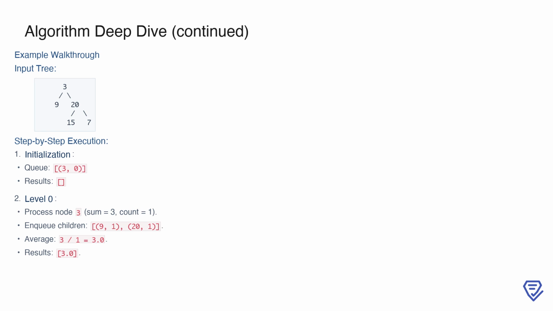For level 0, we process the root node, 3. The sum for this level becomes 3, and the count of nodes is 1. We enqueue its children, nodes 9 and 20, along with their levels, so the queue becomes (9, 1), (20, 1). The average for level 0 is calculated as 3 divided by 1, which equals 3.0. This value is appended to the results list, so the results list now contains 3.0.